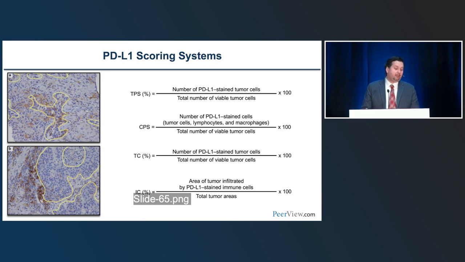And then the second layer to this is that each assay and disease context has a different way of scoring tumor cells. In general, the principles are the same, but there are some that are more popular in certain diseases than others.